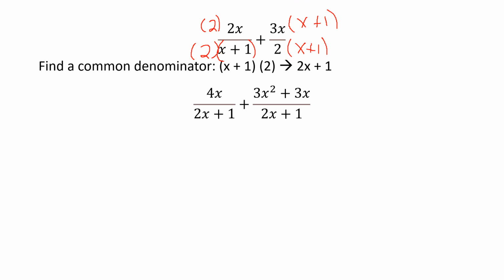Let me clean those lines up. And now when our bottoms match, when our denominators match, we simply add or subtract the numerators, which is the top, and we keep our denominator.